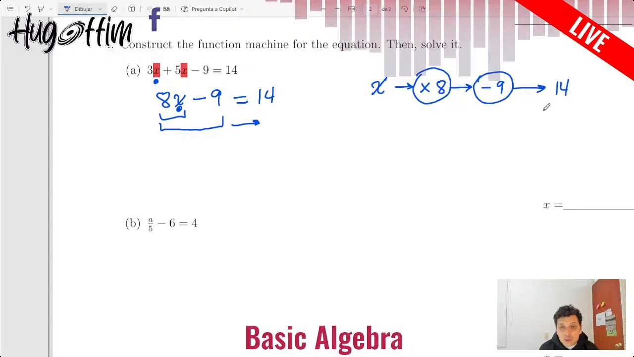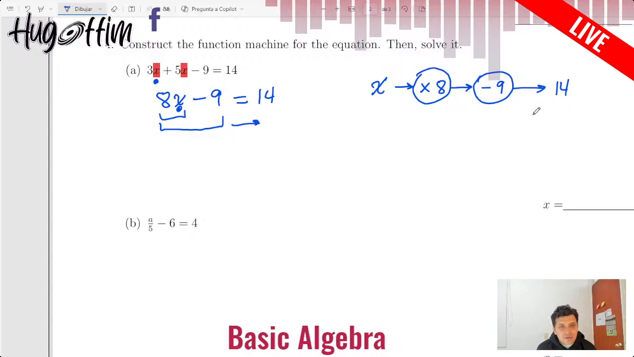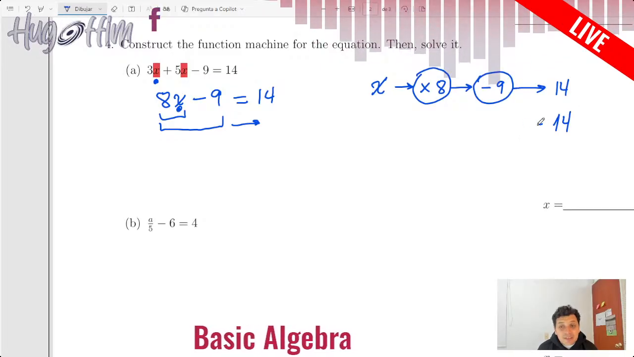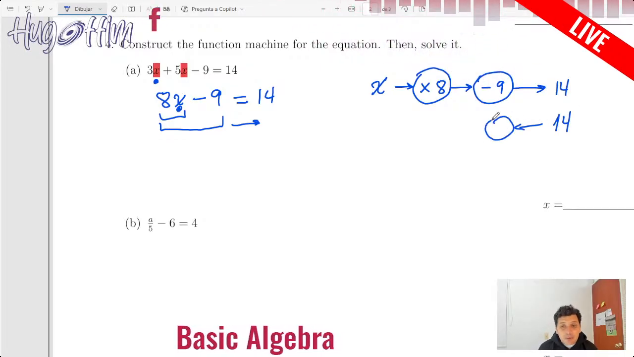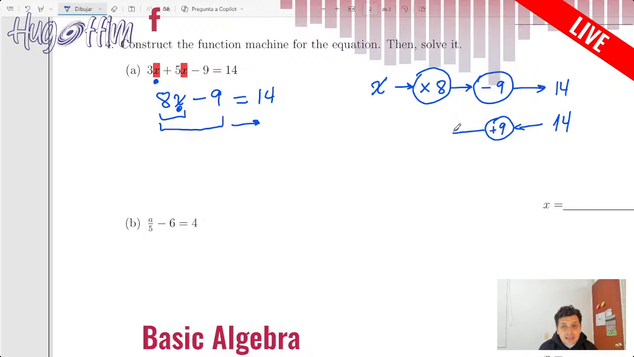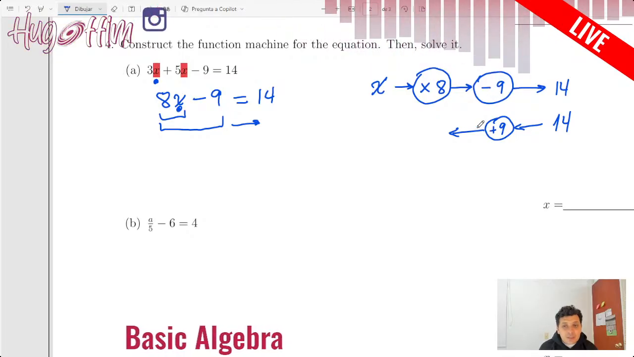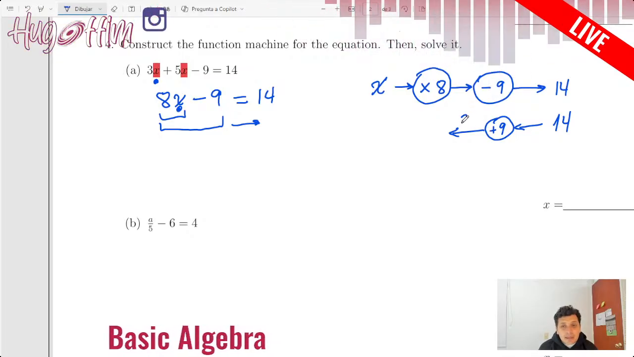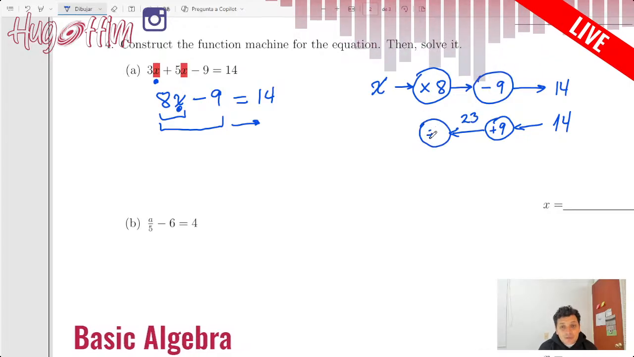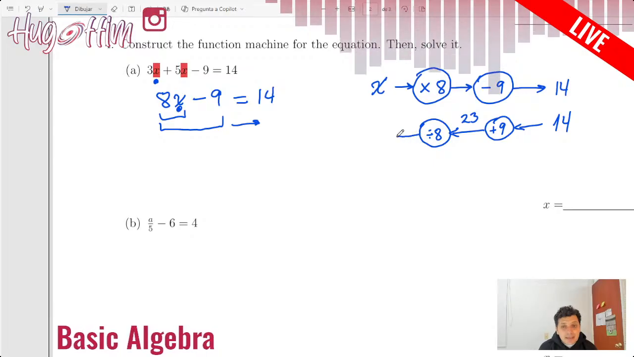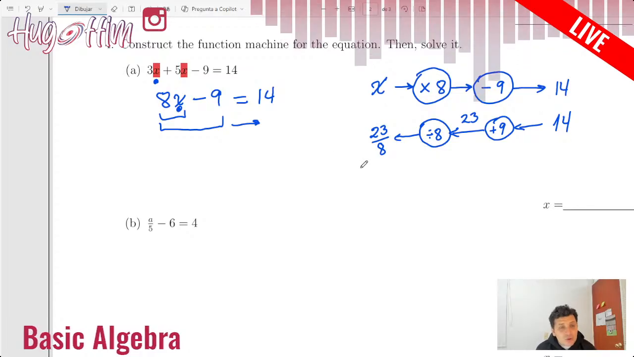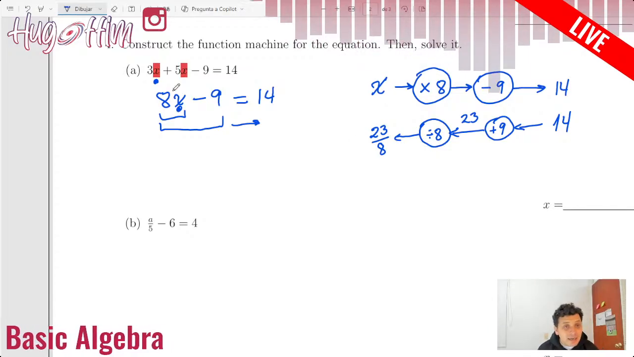And what I'm going to do, if I want to solve this by applying the function machine method, is just go backwards and apply the inverse operation in the appropriate order. The inverse operation of subtracting 9 is adding 9. So if I take 14 plus 9, it's going to give me 23. And then I'm going to do the inverse operation of multiplying by 8, that is dividing by 8. That is going to be 23 over 8. This is how you can use the function machine to solve linear equations.